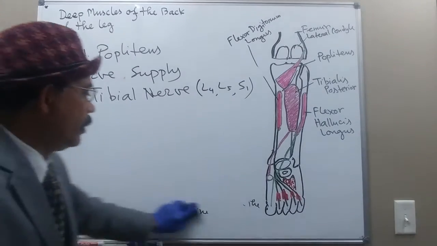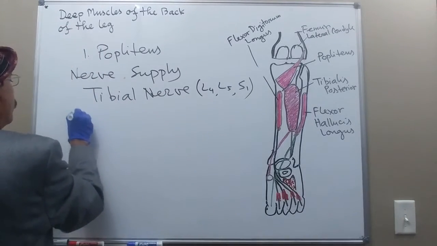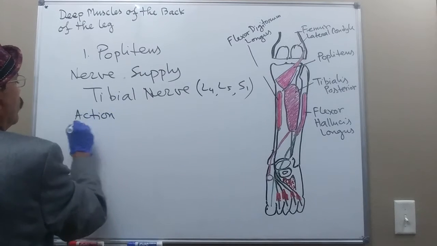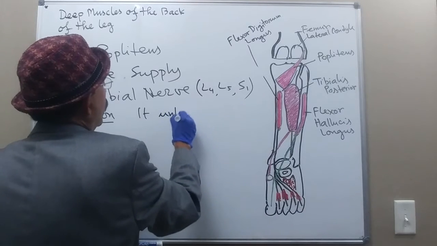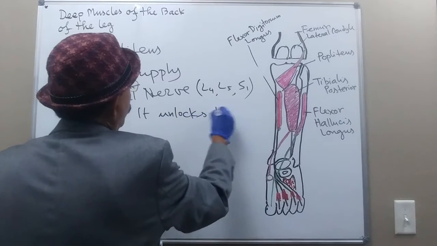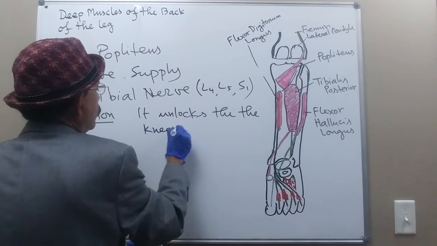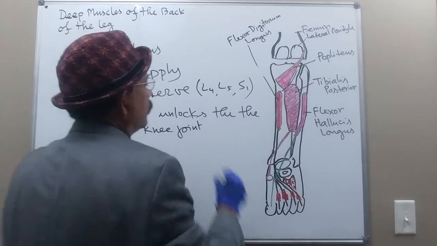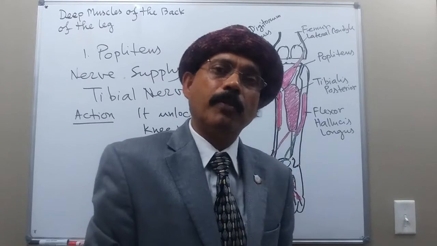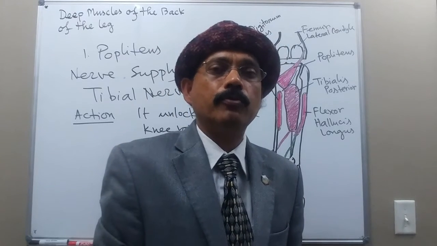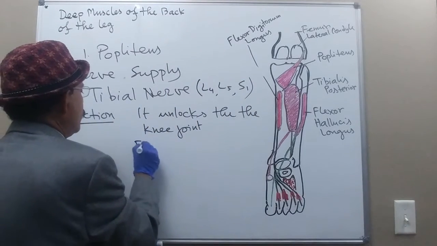We got the origin and the insertion. Now we go to the action of the muscle. It unlocks the knee joint. It also flexes the knee joint, because it passes over the knee joint, so it should have action on the knee joint.